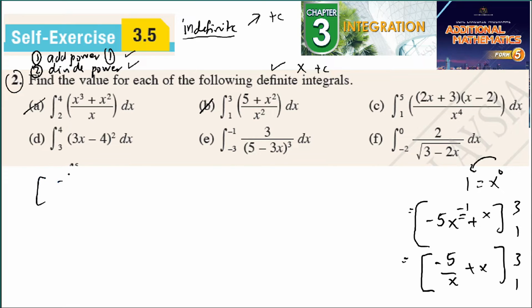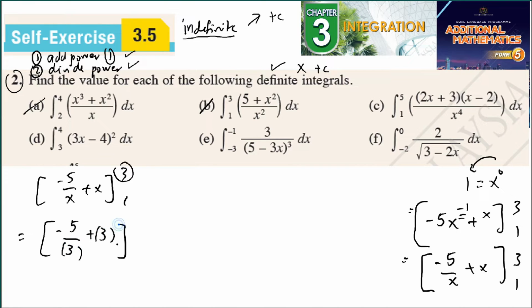So here we have -5 over x plus x, evaluated from 1 to 3. I just pull it here. Now we can substitute first with 3. X will be substituted with 3 first, so just -5 over 3 plus 3. You see, I substitute x with 3, everything here with 3, and then I minus everything here with 1. So with 1, I mean we substitute the value of x to 1.